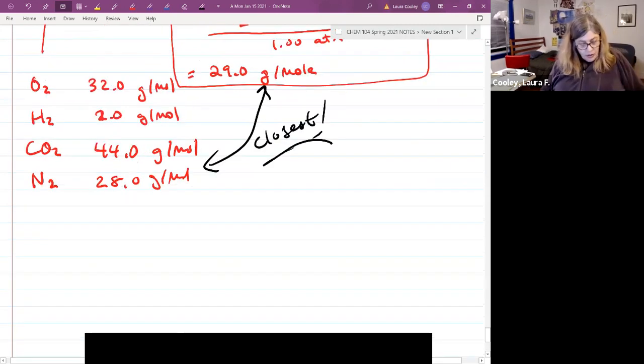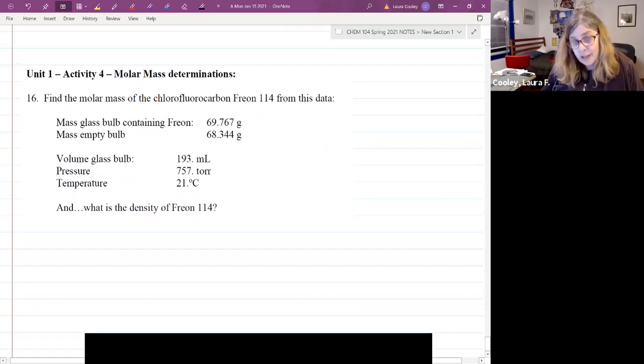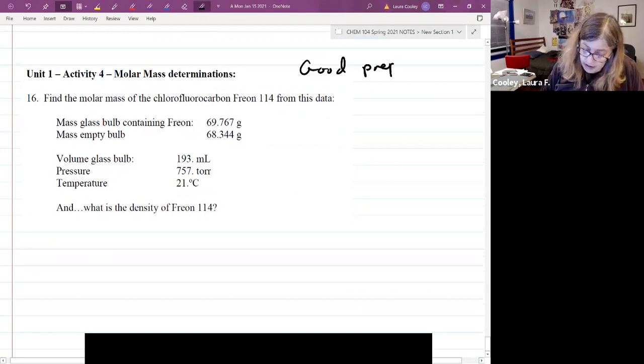So when we were going to have class, I was going to actually have you do this in a breakout group, because this is good preparation for lab this week.